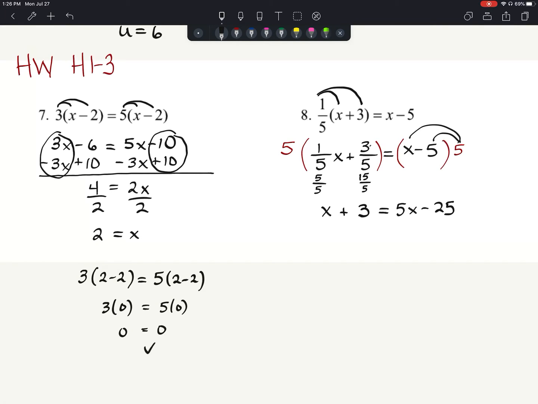Now, we could have taken this at the beginning and multiplied times a 5 over 1, and then multiplied this side times a 5. It would have gotten us to the exact same point that we're at right now.